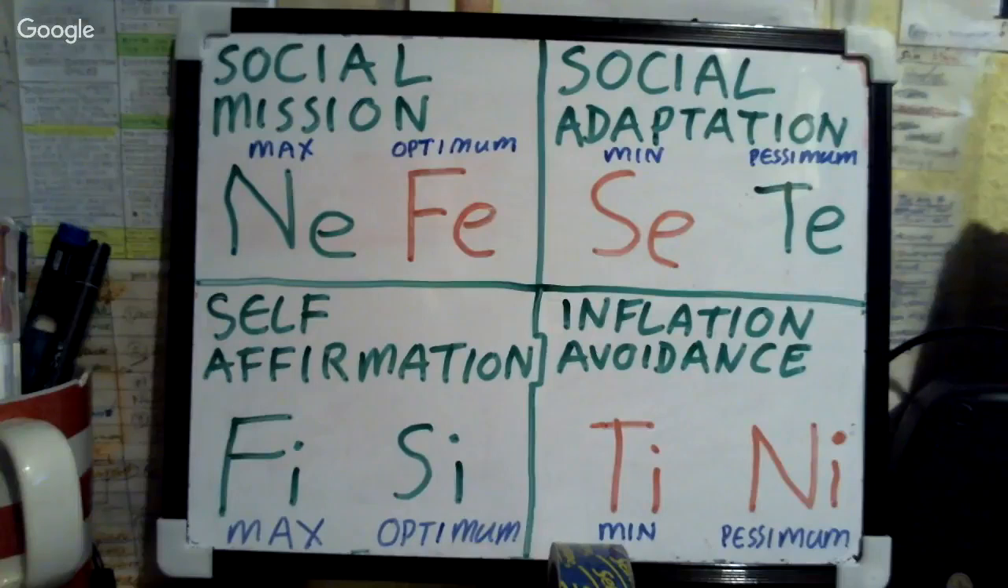So, as you can see, valued functions are in green. This is the same as the MBTI 4-function model. Now, MBTI actually does have an 8-function model. It's the same as the BEAD model, but it's not really discussed on YouTube.